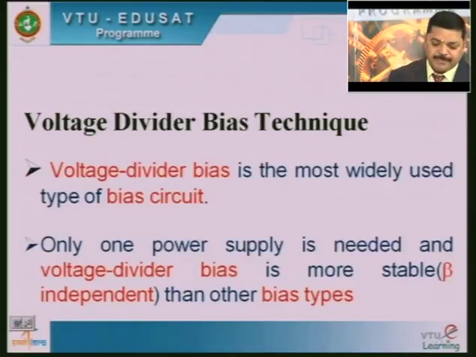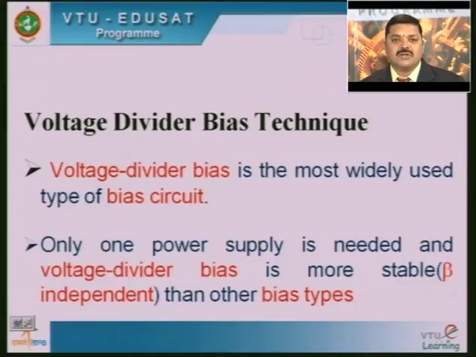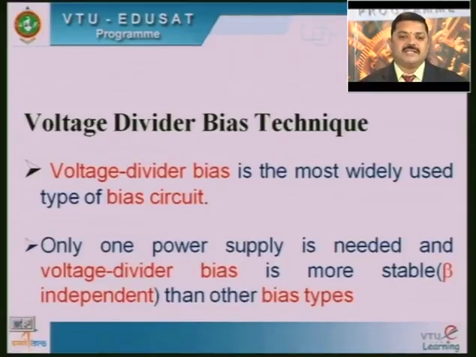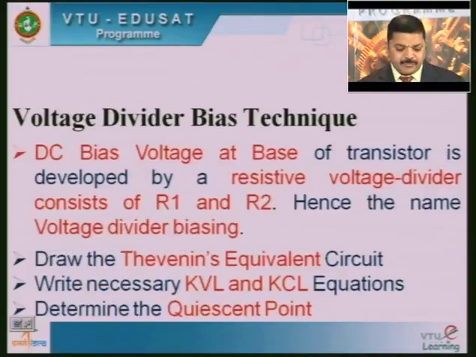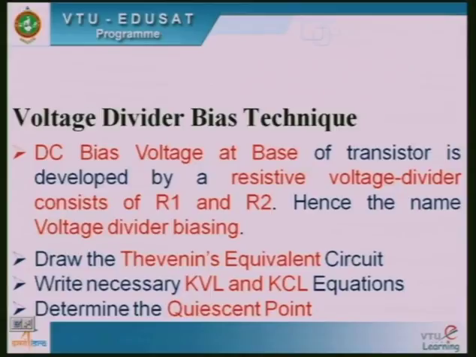Now, let us move on to the voltage divider bias circuit, which is a widely used type of biasing circuit. Only one power supply is needed and the voltage divider bias is more stable, and we will show that later by taking one problem. The voltage divider bias technique is beta independent, unlike other types of biasing techniques. So, let us move to the board.